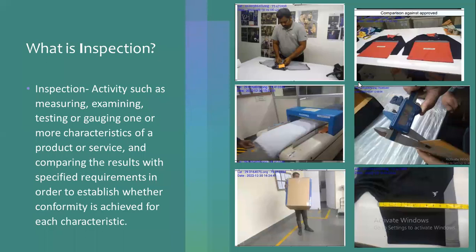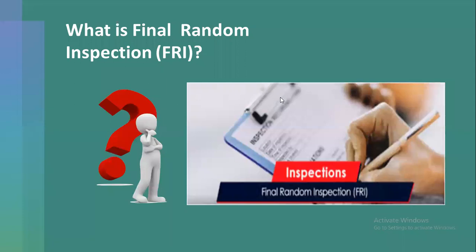What is inspection? It is an activity such as measuring, examining, testing or gauging one or more characteristics of a product or service and comparing the result with specified requirements in order to establish whether conformity is achieved for that characteristic or not. That is an example of an inspection definition. Let's see what final random inspection or pre-shipment inspection is.